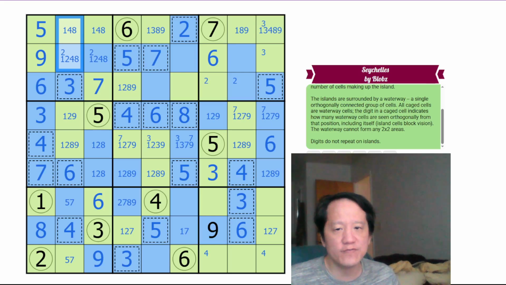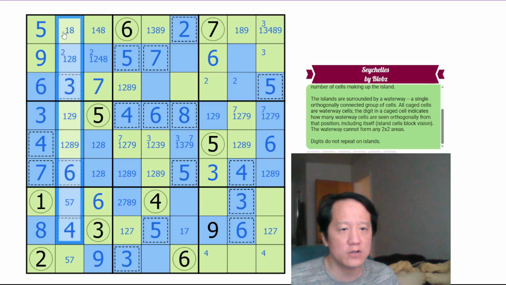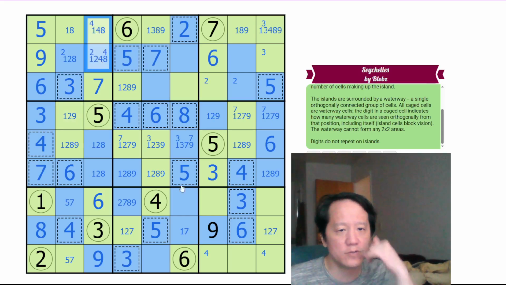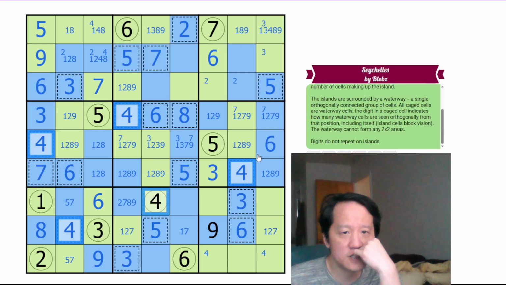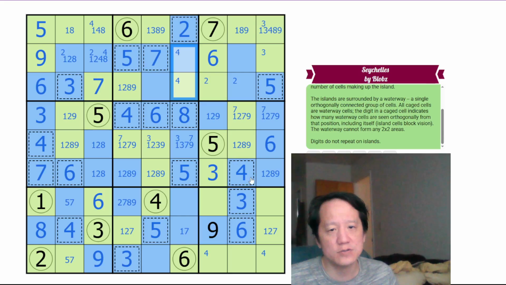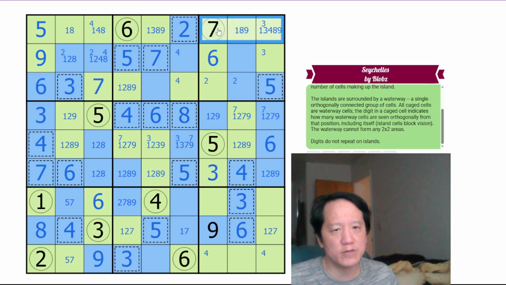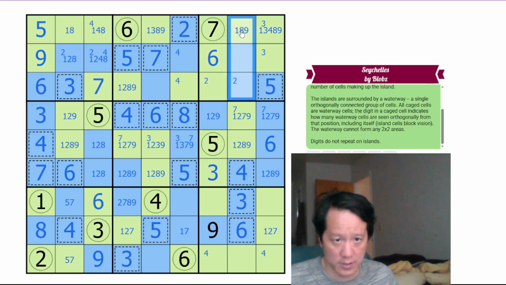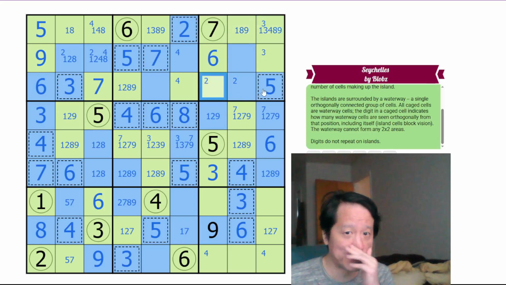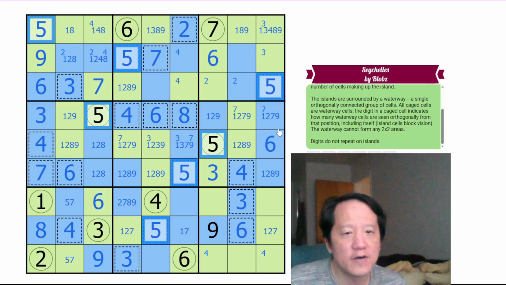Neither of these can be 4 because of the 4 in the column. So 4 has to be one of these two. Where is 4 in column 6? It must be one of these two. 4 in box 3 cannot be here. It could be any of these three, though.